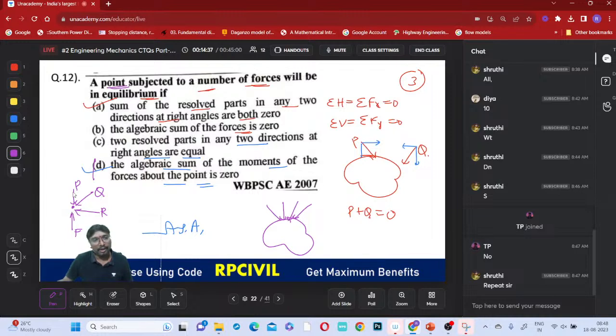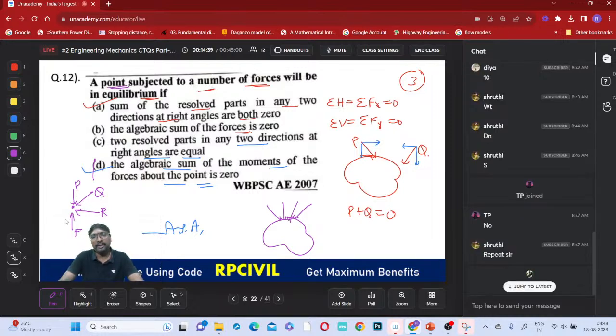Why? Because all forces are passing through this point only. When all forces pass through that point, will they be able to create any moment about that point? No moment will be created about that point. When no moment is created, moments will not come into the picture, so you need not go for moment equilibrium. Only force equilibrium is sufficient.